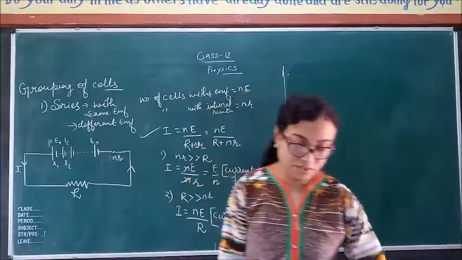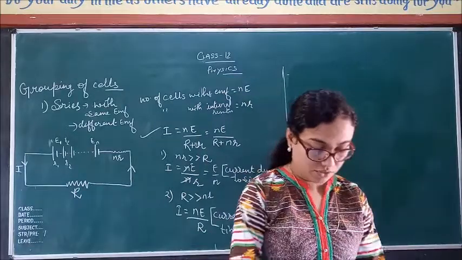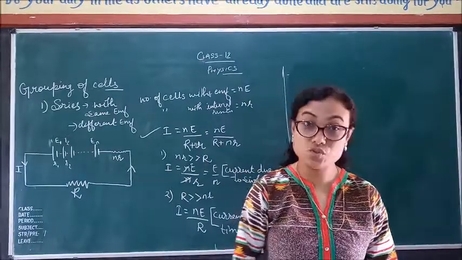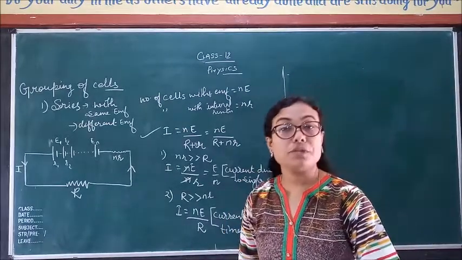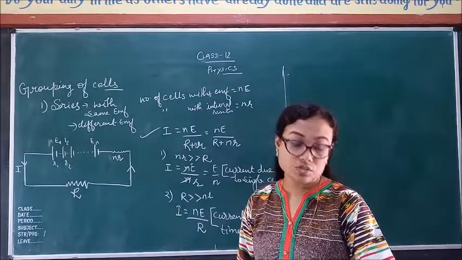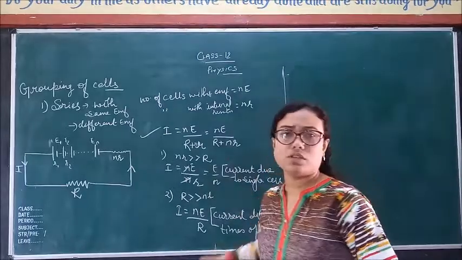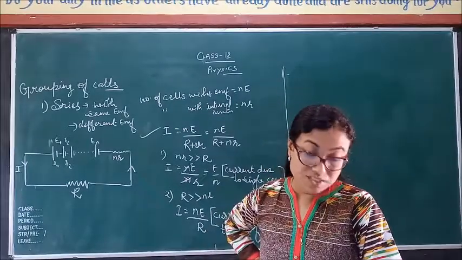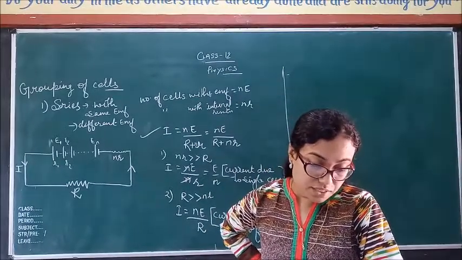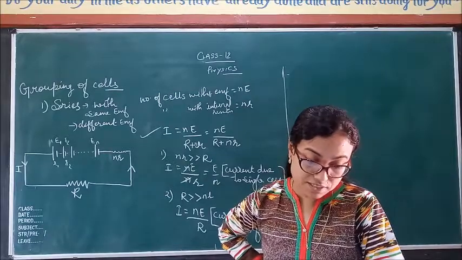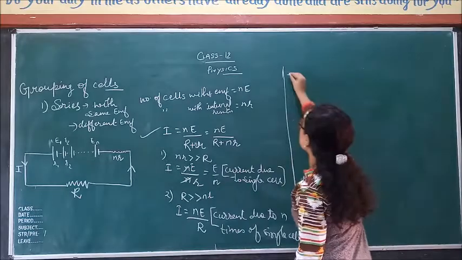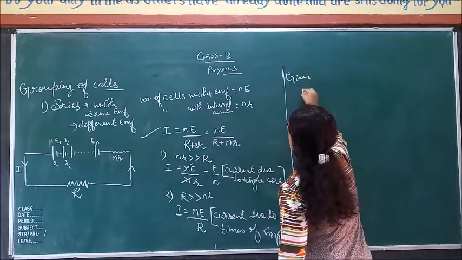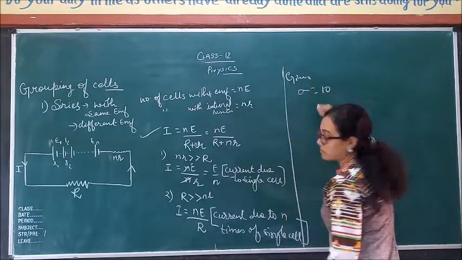I am going to read the question. Your first question is the NCERT textual question, the last textual question, question number 14. I will give you a hint only, you will solve it on your own. The earth's surface has a negative surface charge density. Given what? Negative surface charge density.